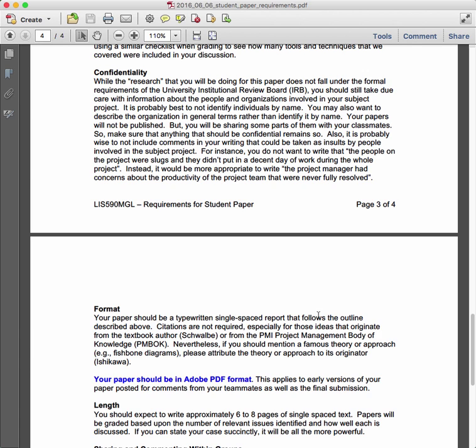And I have a sentence here at the bottom in terms of what we're going to write. For instance, you don't want to write that the people on the project were slugs and that they didn't put in a decent day of work during the whole project. Instead, even if that's what the project manager said to you, you're going to want to write, the project manager had concerns about the productivity of the project team that were never fully resolved.